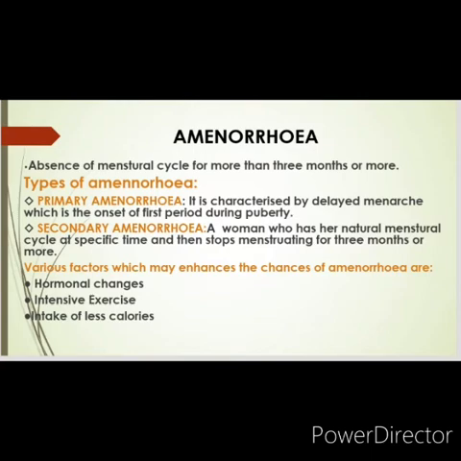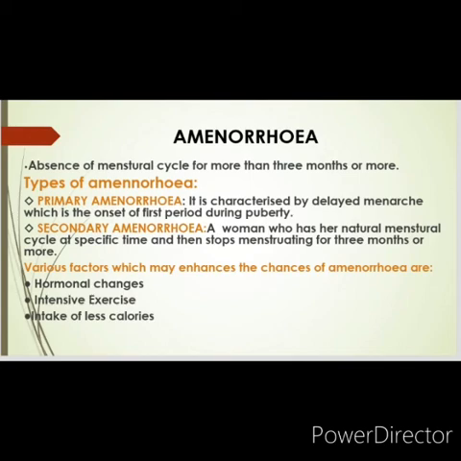Amenorrhea. Amenorrhea means absence of a woman's menstrual cycle for 3 months or more. Amenorrhea can be of two types. The first one is primary amenorrhea and the second one is secondary amenorrhea. Primary amenorrhea is characterized by delayed menarche, which is the onset of the first period during puberty.